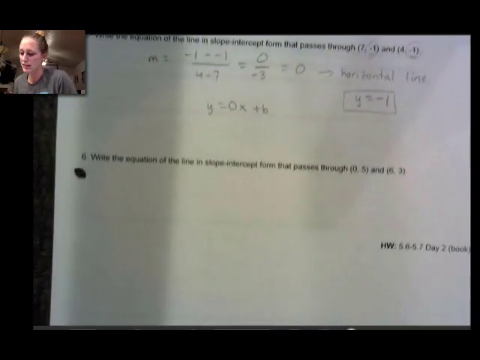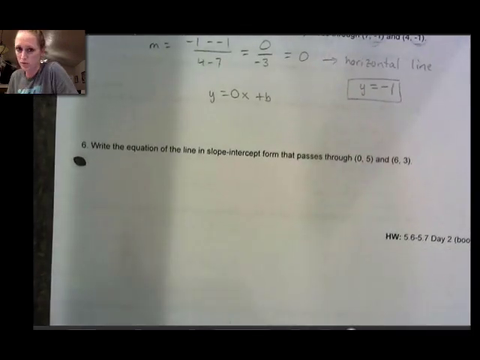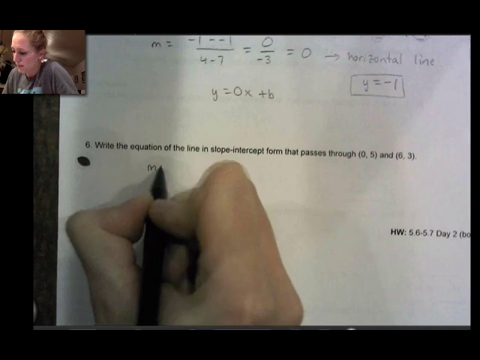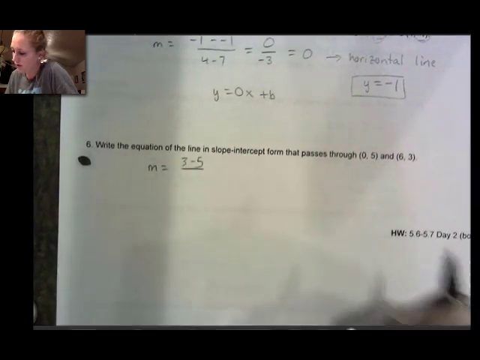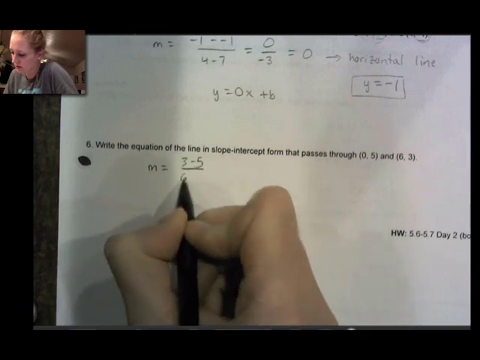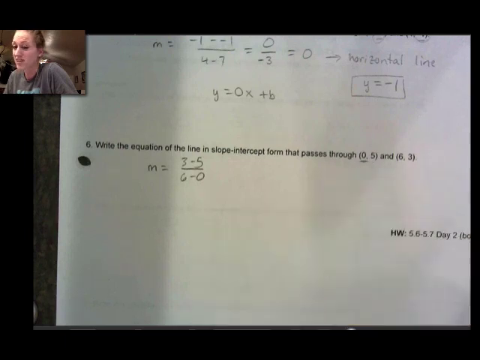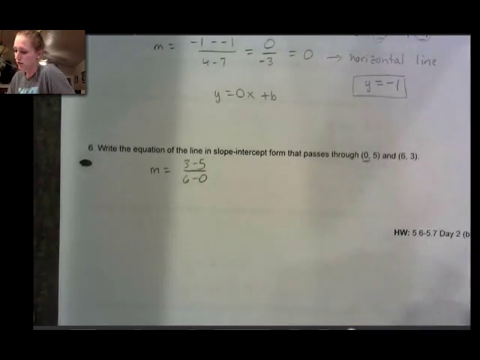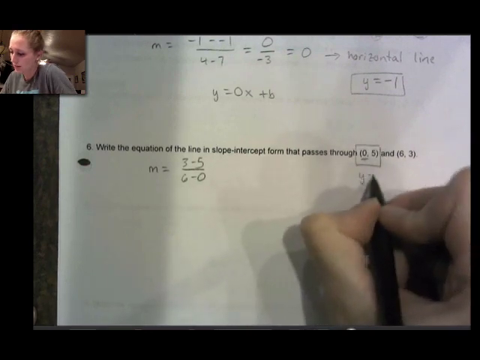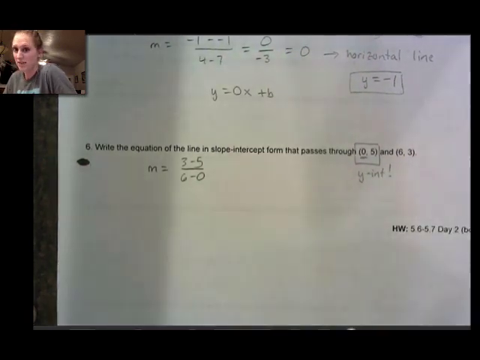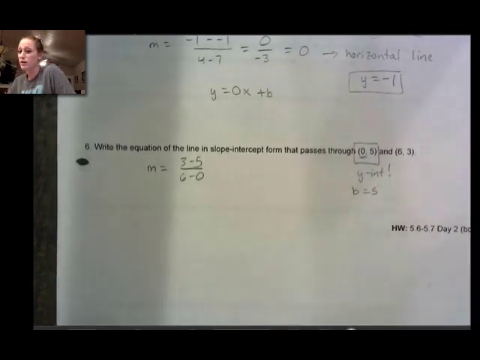All right, last one. Write the equation of the line in slope-intercept form that goes through these points. So I'm going to use my slope formula, y minus y, so 3 minus 5, over 6 minus 0. All right, so this is something that if you guys get used to picking this up is really, really helpful. If you see 0 and then a number, remember that is the y-intercept. So we're not going to have to do any work to find b. B is going to be 5. So if you recognize that, awesome.